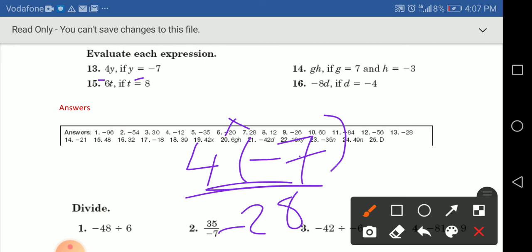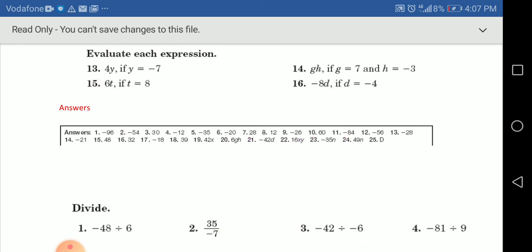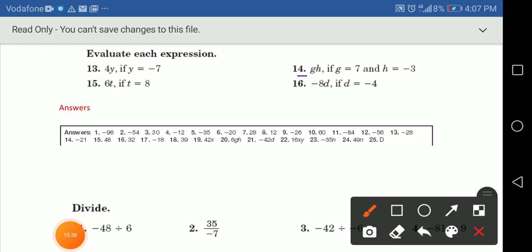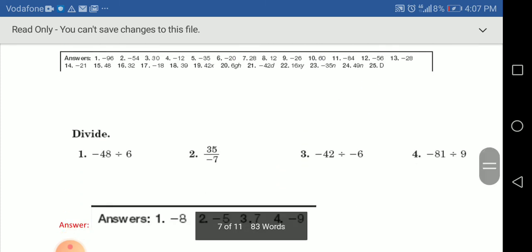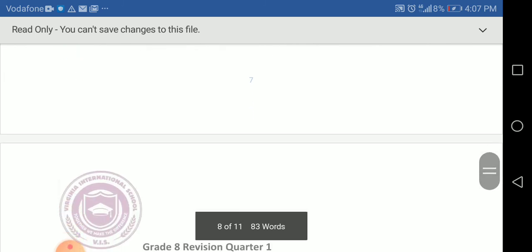Guys. Okay? What about here? This one, gh. Instead of g, we have 7. h is negative 3. Okay, guys? 7 times negative 3 gives me what? Remember? Yeah, gives me negative 21. Why negative? Different signs in multiplication and division give me negative.